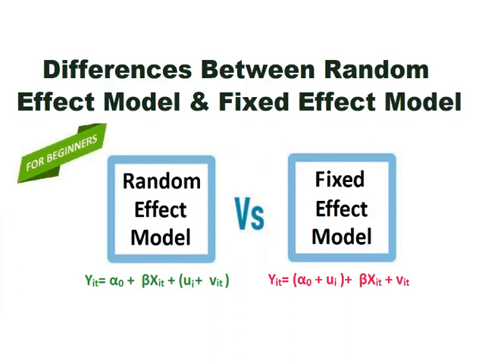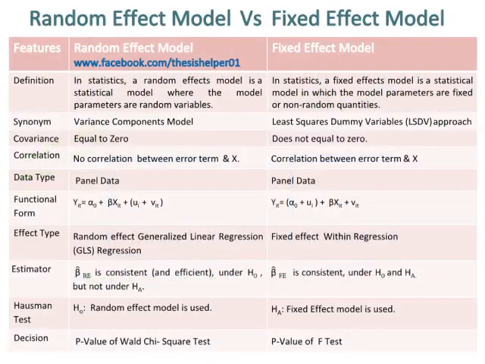Differences between random effect model and fixed effect model. Random effect model versus fixed effect model. In statistics, a random effects model is a statistical model where the model parameters are random variables, whereas in statistics, a fixed effects model is a statistical model in which the model parameters are fixed or non-random quantities.